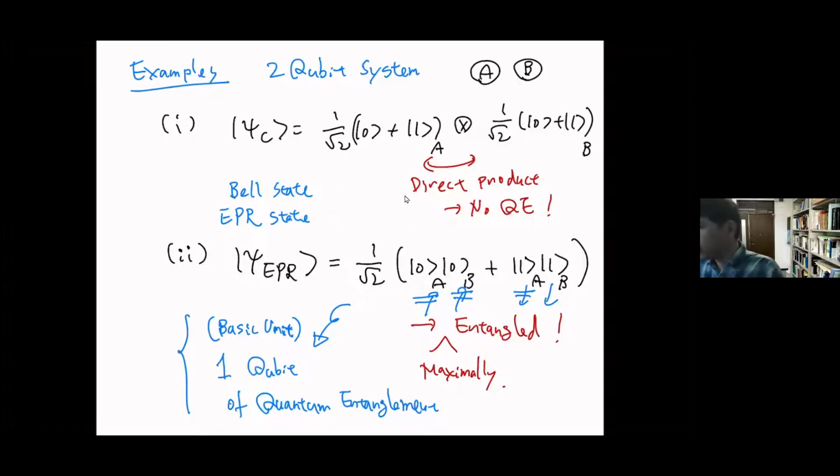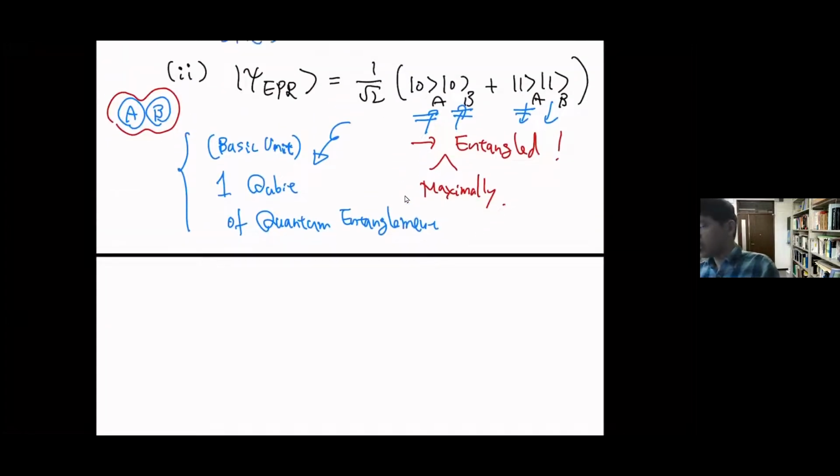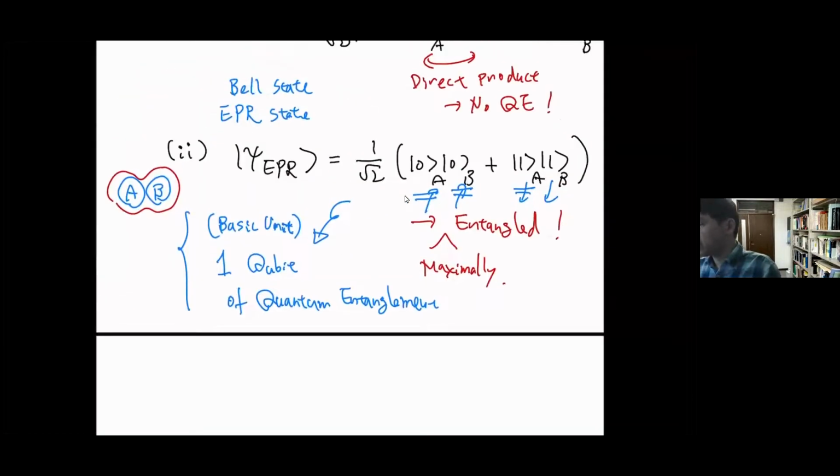So these two, A and B, are strongly entangled. But this direct product is just separated, just independent. Okay, and I think this is a basic point. And so now I go to entanglement entropy.